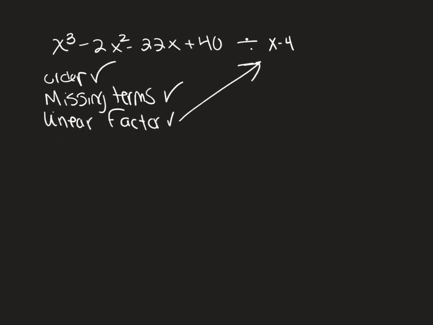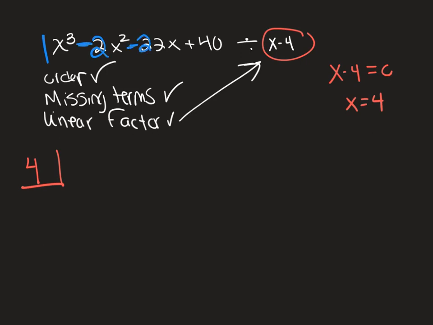So what you're going to do is, first of all, you're going to take your linear factor, x minus 4, and you set it equal to 0. So x equals 4. The x equals 4 is the thing that I put in the house. Then you take only the coefficients, the 1, the negative 2, the negative 22, and the positive 40, and we're going to write them across. So 1, negative 2, negative 22, positive 40.